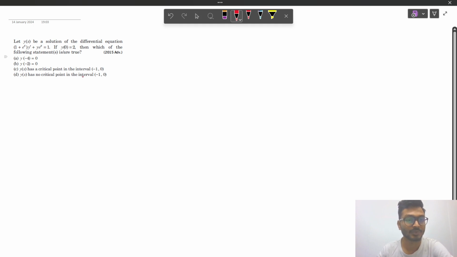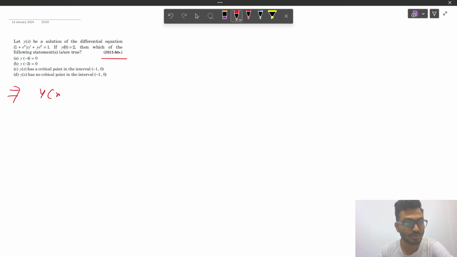So today I will explain two questions. Both come from 2015 JEE Advanced. Okay, so in the first question, what is given? y(x) is a solution of this given differential equation. So what is the differential equation?